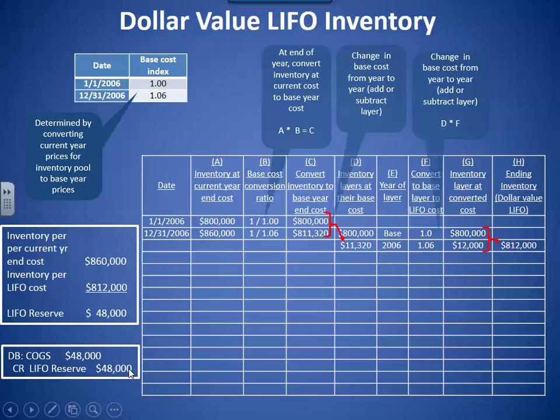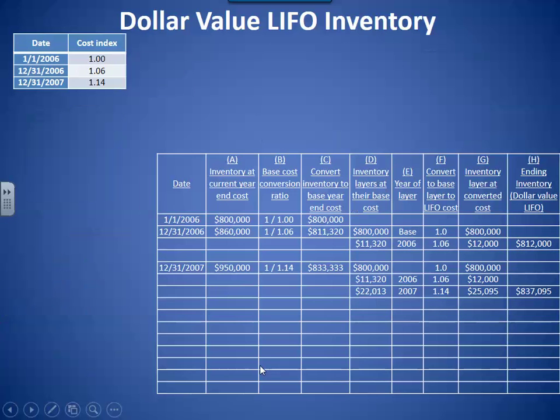We would credit LIFO reserve for $48,000. So when the contra account is applied against the inventory account, it does show a net value of $812,000. And then the cost of goods sold goes to $48,000. And that would be how we calculate the first iteration. Let's go to another iteration of calculating dollar value LIFO on the next slide.